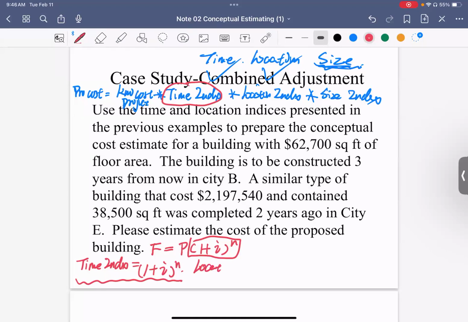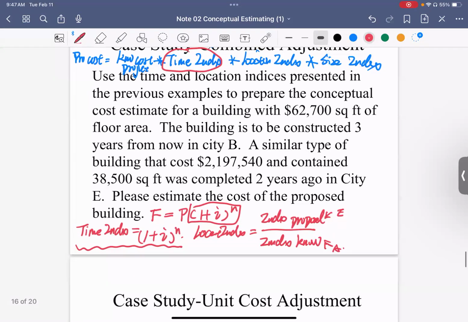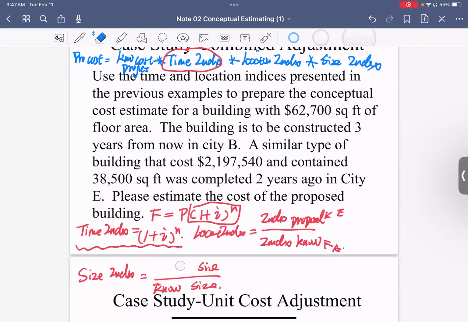Your location index is equal to the index of the proposed divided by the index of your known. So previously we're going to find the E, this is E, and we know A, this is A. And then the size index is really easy to understand. The size index is equal to your proposed size divided by your known size. Okay, this is the same.